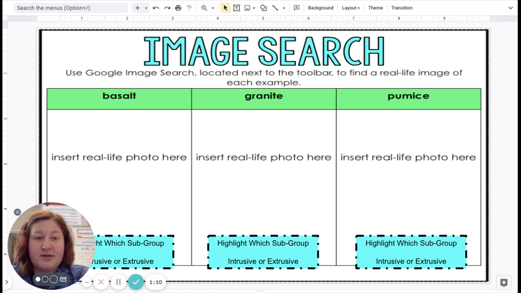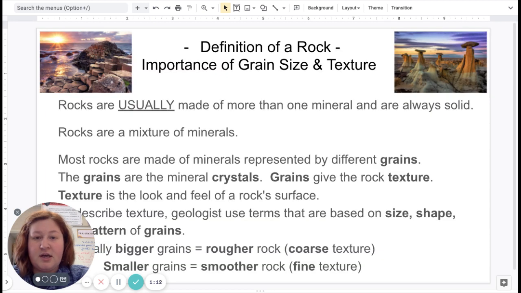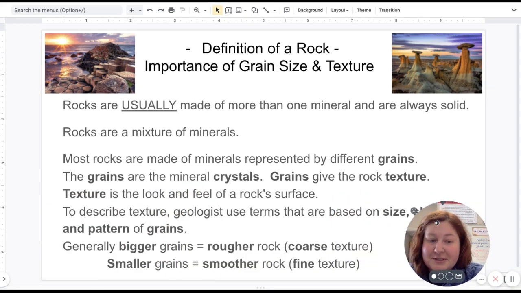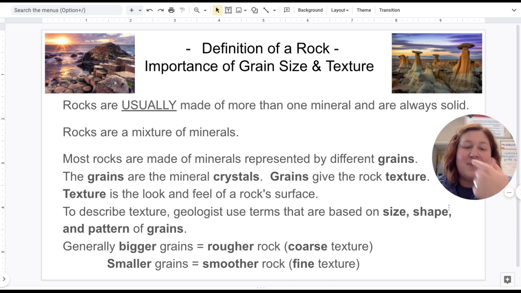So you should be on lesson 1 in your DINB, following along. Today we are going to be focusing on igneous rocks, but since we haven't really talked about rocks yet, I want to give you the definition of a rock. Like, what is a rock? We know what a rock is, but we don't have a scientific definition. So really, rocks are usually made of one or more minerals, and they are always a solid. Basically, how we can scientifically define this is rocks are just a mixture of minerals.